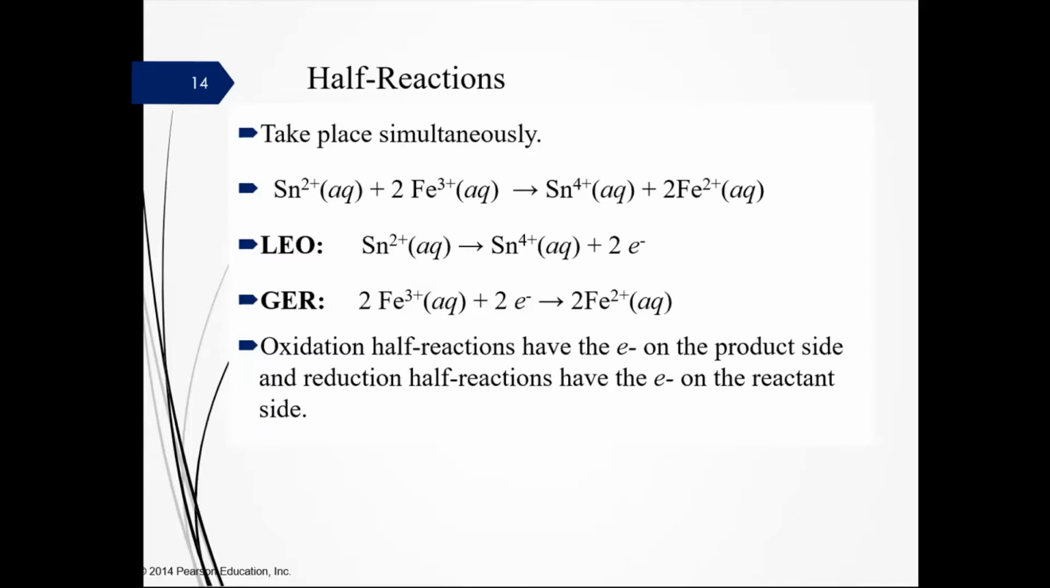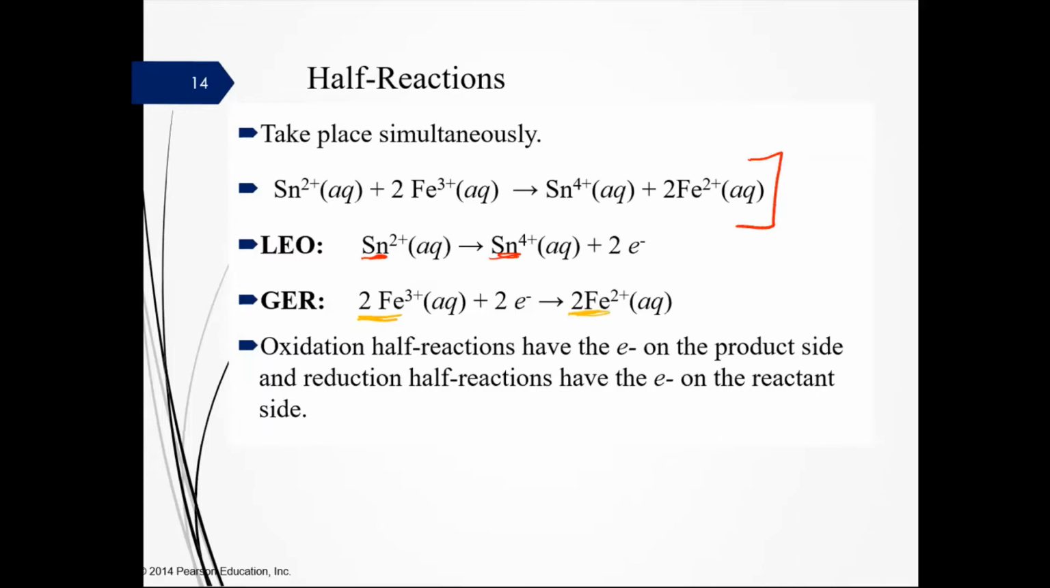Right? Now, when we look at it, this is our overall reaction up here at the top. And so we want to isolate the parts that are involved with the oxidation. So that's the part losing the electrons. And so in this case, it's going to be tin going from 2 plus to 4 plus. And it's going to be iron on the other side going from Fe3 plus to Fe2 plus. That's gaining electrons, so reducing.